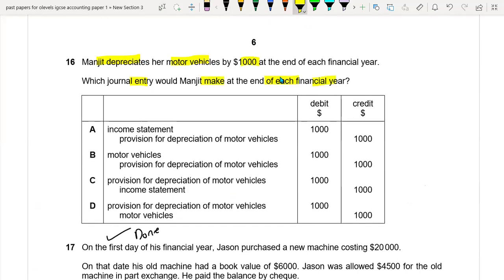So whenever we are charging depreciation, we will be debiting our income statement because depreciation is an expense. Depreciation is an expense for the business. So that's why we will be debiting the income statement and crediting the provision for depreciation account. Why? Because provision has a credit nature. Whenever depreciation is charged on the non-current assets, your provision would be increasing. That's why it would be credited. So it means that option A is the right option.